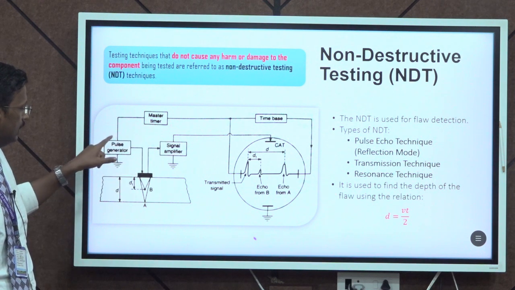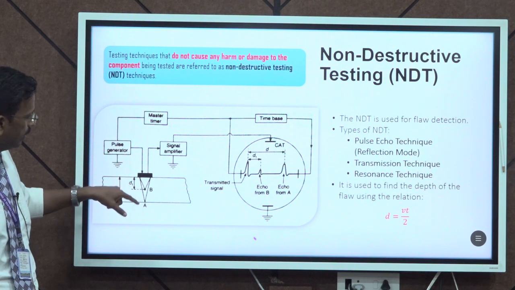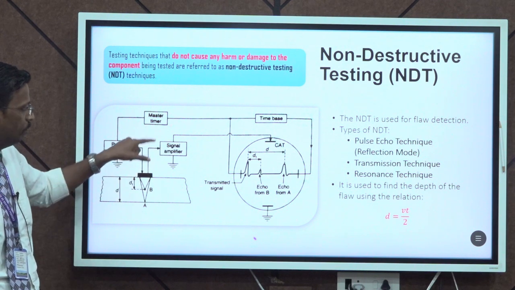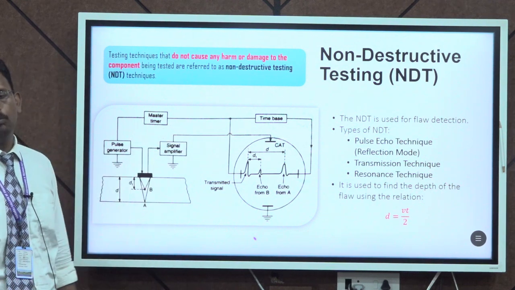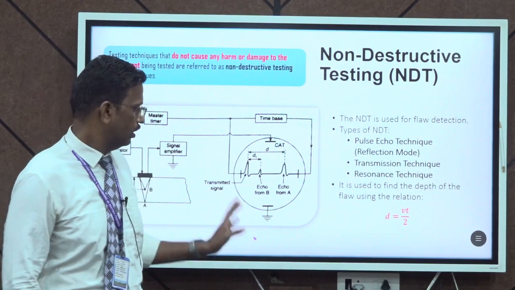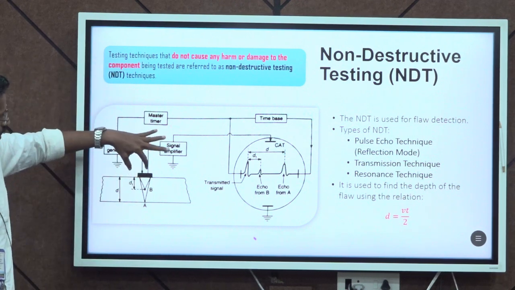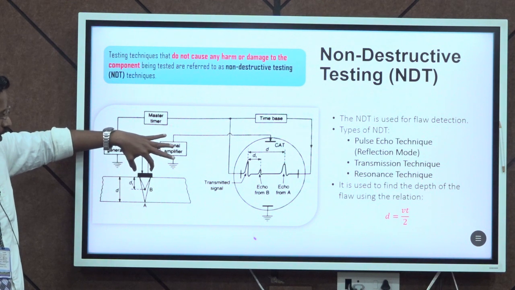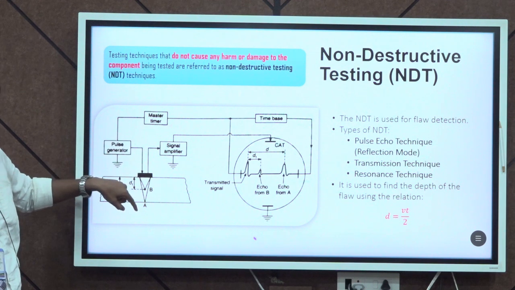The transducer receives ultrasonic pulses from the pulse generator, and the received reflected signals are amplified with the help of a signal amplifier. Finally, the amplified signal is fed into the CRO. It simply visualizes what is going on inside the NDT circuit. Initially, when the transducer is here, the ultrasonic pulses are sent into the sample.